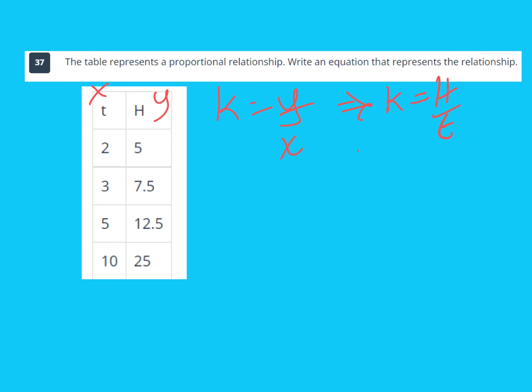Once I have h over t, that's 5 over 2. So now that I have k equals 5 over 2, I can now write my equation, which is y equals 5 over 2 x. There you go.